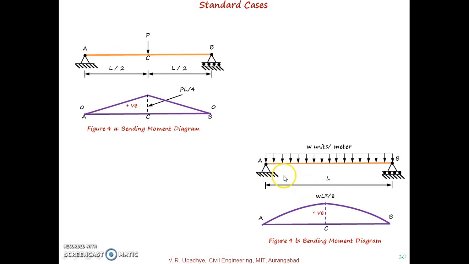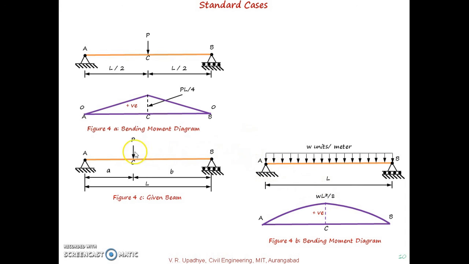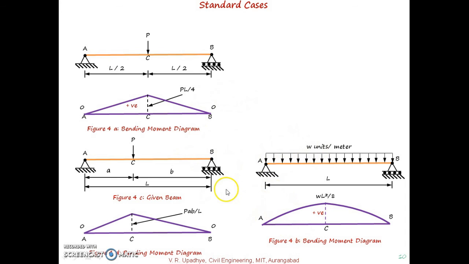If there is a point load acting in between, not at midspan, somewhere at distance A from support A and distance B from support B, then the maximum bending moment will be at the position where that point load is acting, and the value of maximum bending moment will be WAB by L, or PAB divided by L if P is used for force. The maximum bending moment will be at the point where that point load is acting, and its magnitude will be PAB divided by L.